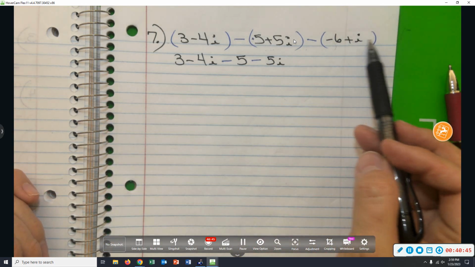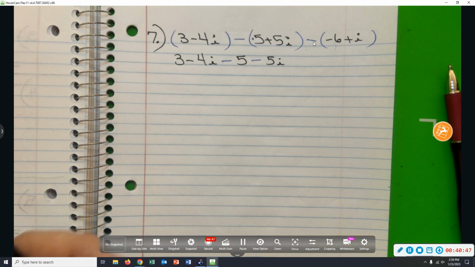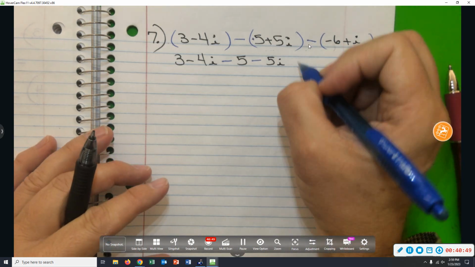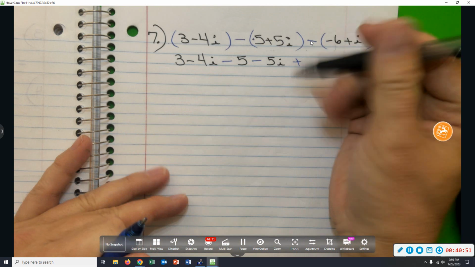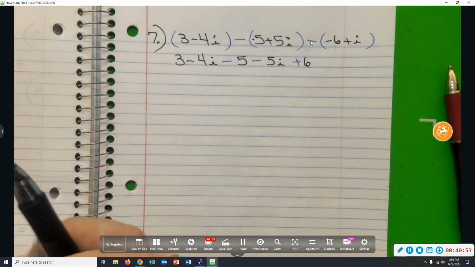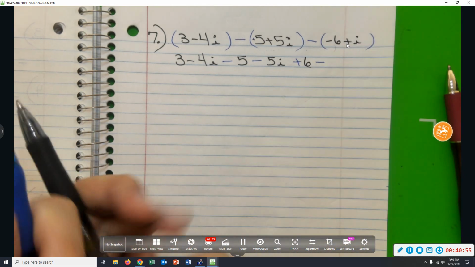Distribute the negative through here. What are we going to get? Okay, it's going to become a positive 6 and a minus i. I agree.